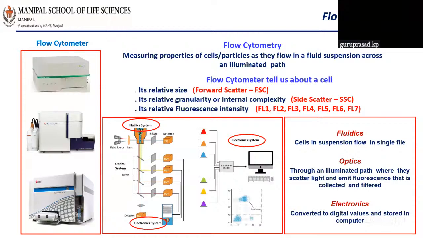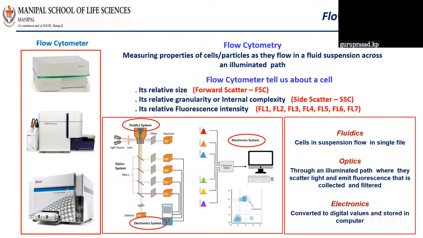Cytometry is a measurement of properties of cells. So when we are talking about flow cytometry, it is actually measuring a property of cells or any particles when they are flowing across the light in a fluid system. You can define it as measuring properties of cells or particles as they are flowing in a fluid suspension across an illuminated path, which is referred to as flow cytometry. And the instrument used is called a flow cytometer.